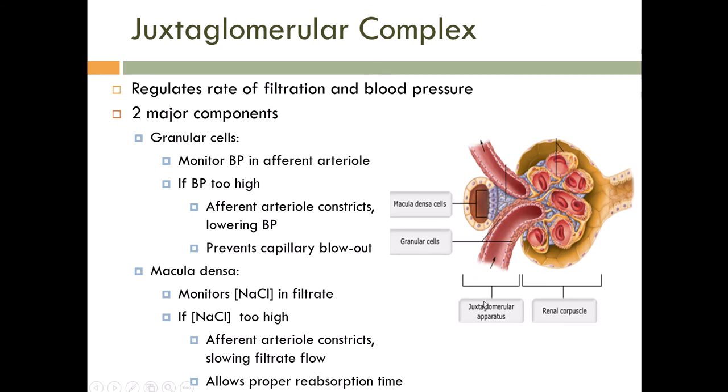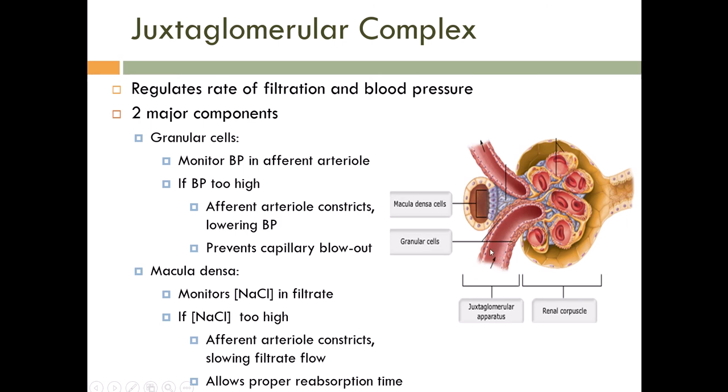The other bit of nephron anatomy we have to discuss is something called the juxtaglomerular complex. Again, juxta means next to, so we're talking about this complex of cells that are next to the glomerulus. It's really two components, what we call the macula densa and the granular cells. The granular cells are found in the wall of the afferent arteriole, and they are pressure receptors.